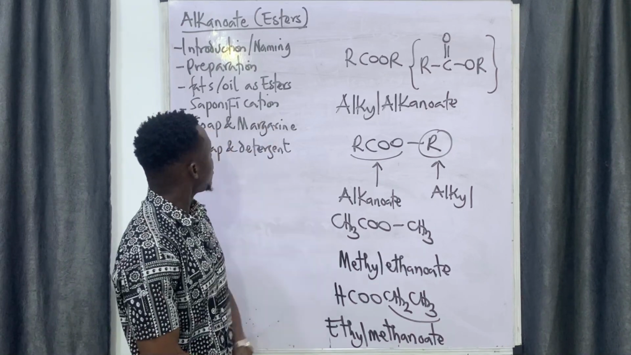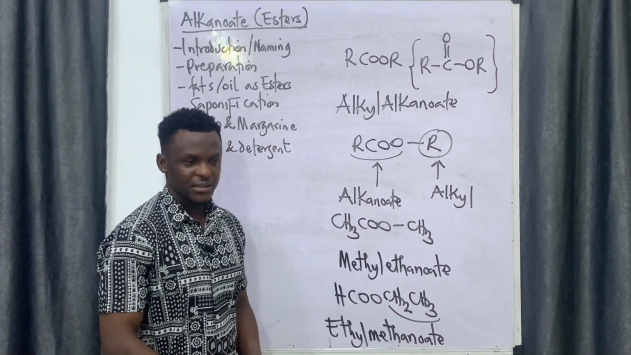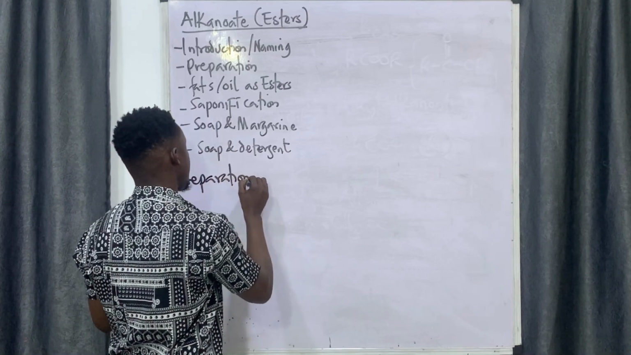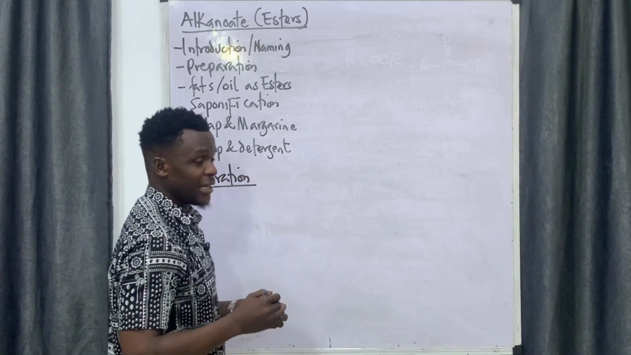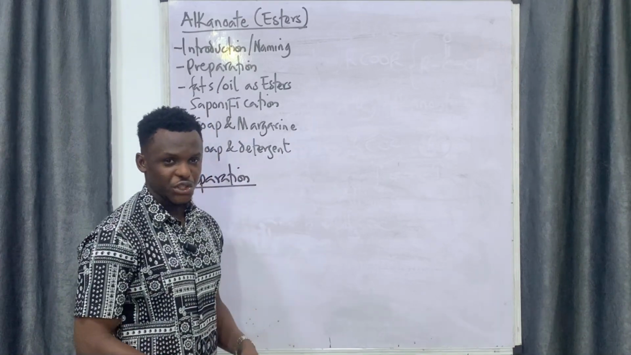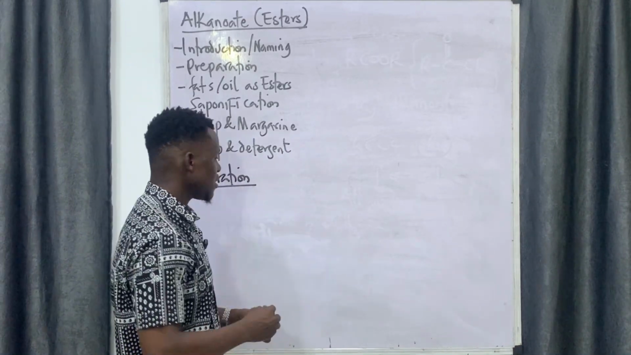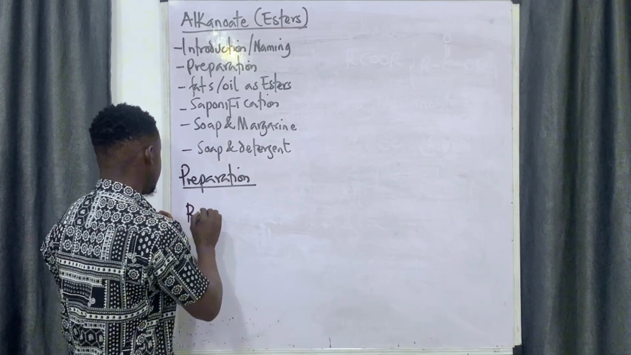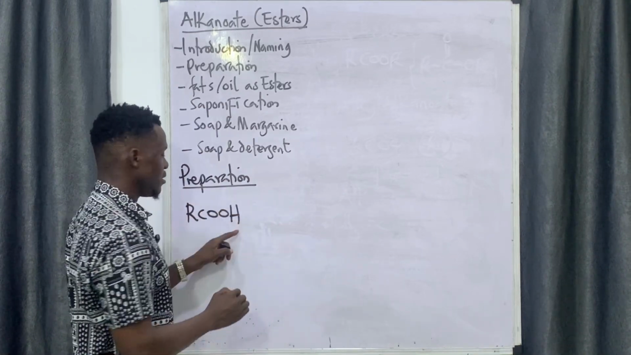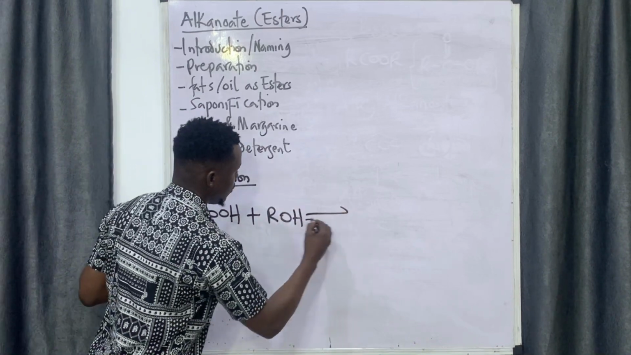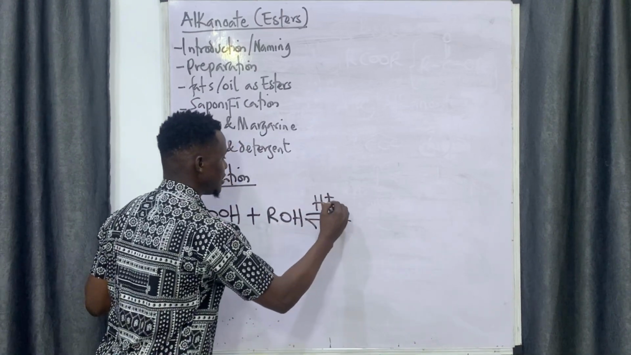Now, let's move down to the preparations of esters. Now, preparation. Esters are prepared in a process known as esterification. Now, in esterification reaction, a carboxylic acid reacts with an alcohol reversibly in the presence of an acid.